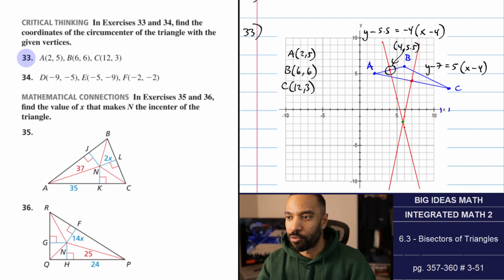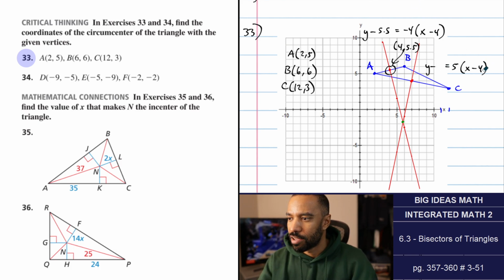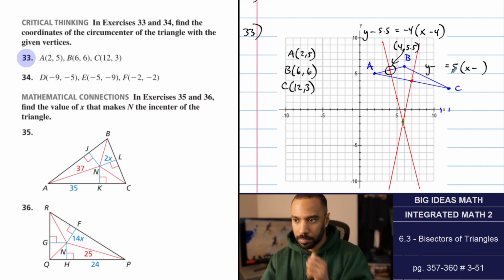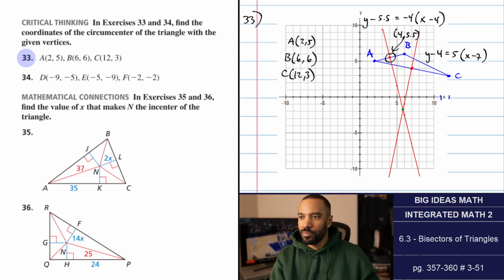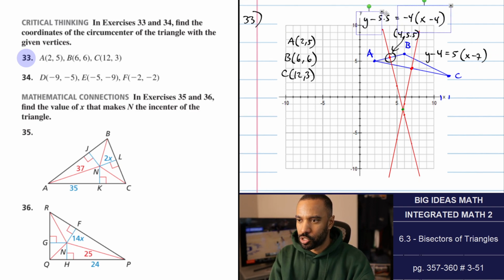Oh, it's 7, comma 4, not 4, comma 7. 7, comma 4. So 4 here and 7 here. Okay. I'm going to copy and paste those down here so I know what I'm looking at. Y minus 5.5.